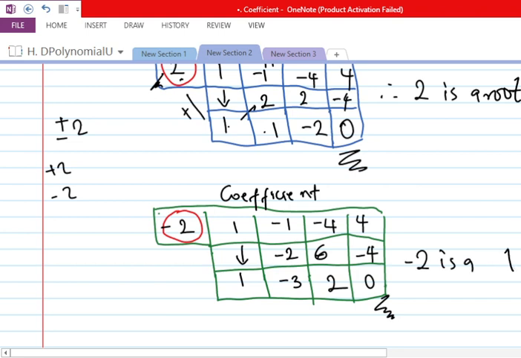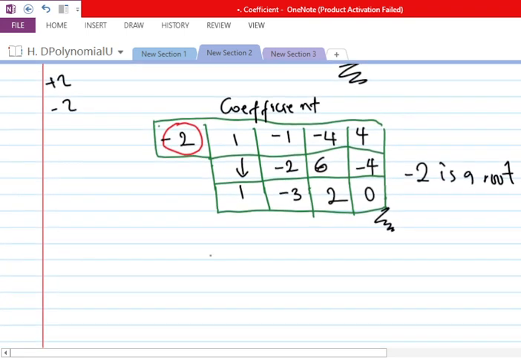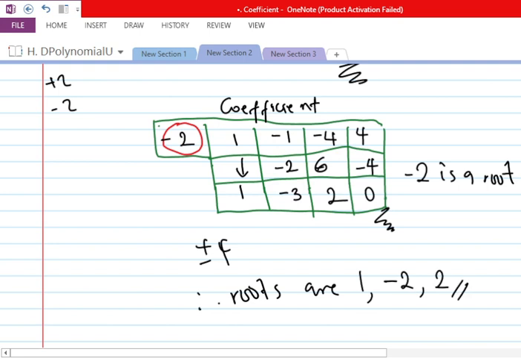So since we've gotten our 3 roots, there is no need for finding the synthetic division for plus or minus 4. So therefore our roots are 1, minus 2 and 2. Well, this is all for the polynomial equation, finding the roots.